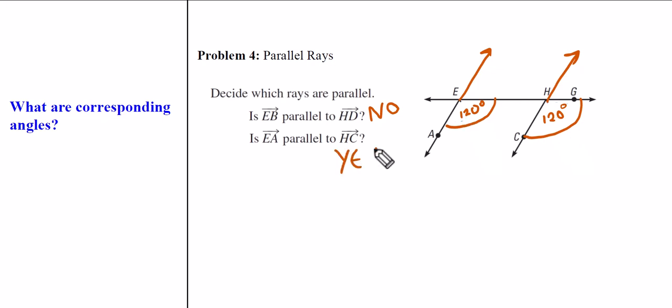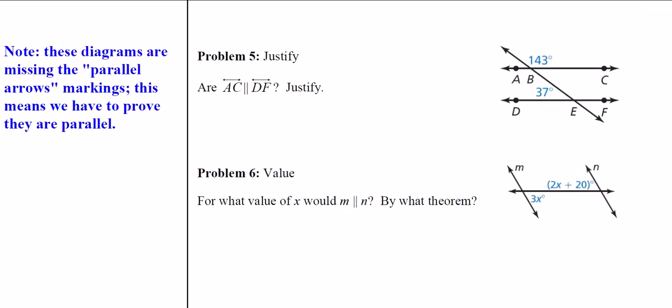So for problem 4, the answer is yes. These are parallel to each other, right? I'm going to put little arrows showing that they're parallel. Again, notice that in these diagrams, we don't have these little arrows symbolizing that these lines are parallel. We don't know that. We have to prove that using a converse theorem, right? Those are the 4 ways to prove the lines are parallel, by those 4 converse theorems in the front page.